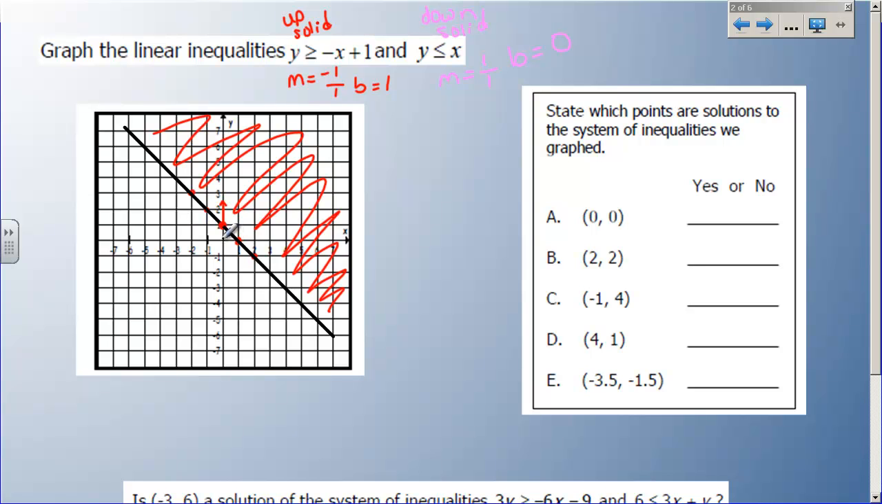So I'm going to start at 0. And from there, I'm going to go up 1 over 1 this time. And then I can go backwards. I can go down 1, left 1, so I can get all my points. And then I'm going to make a solid line to connect my points together.